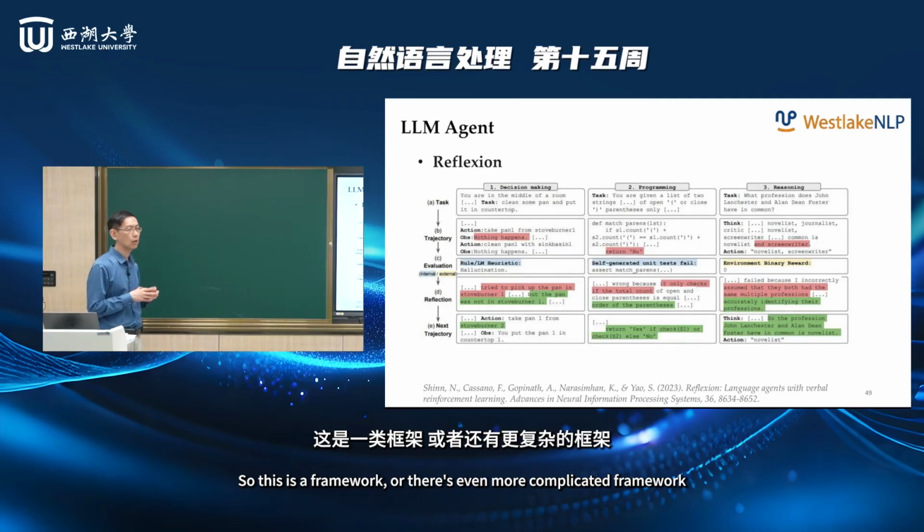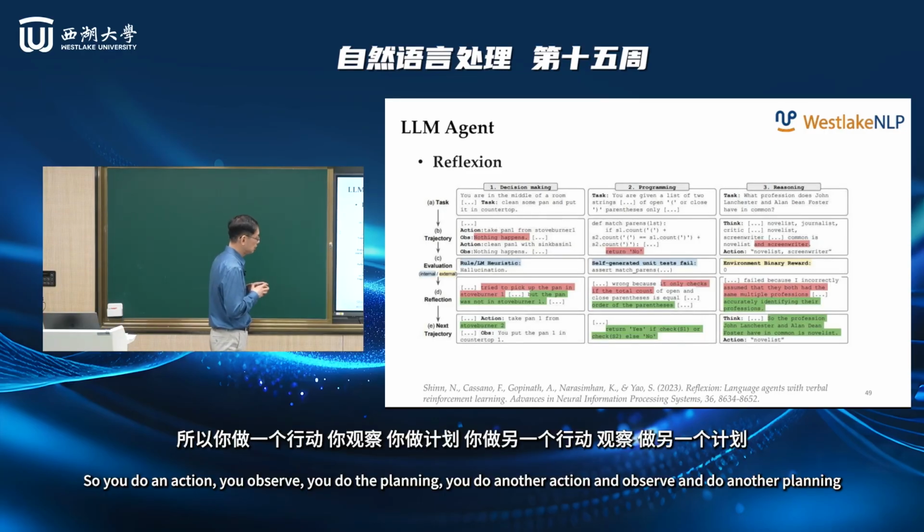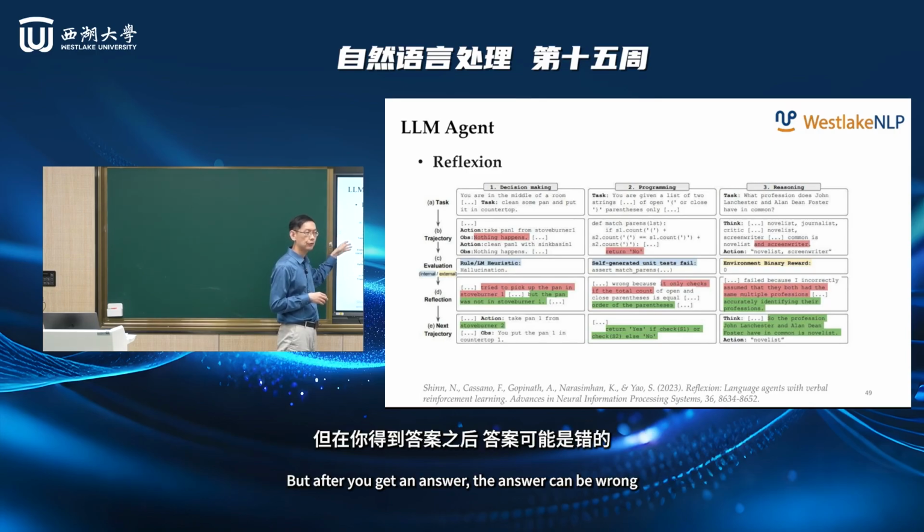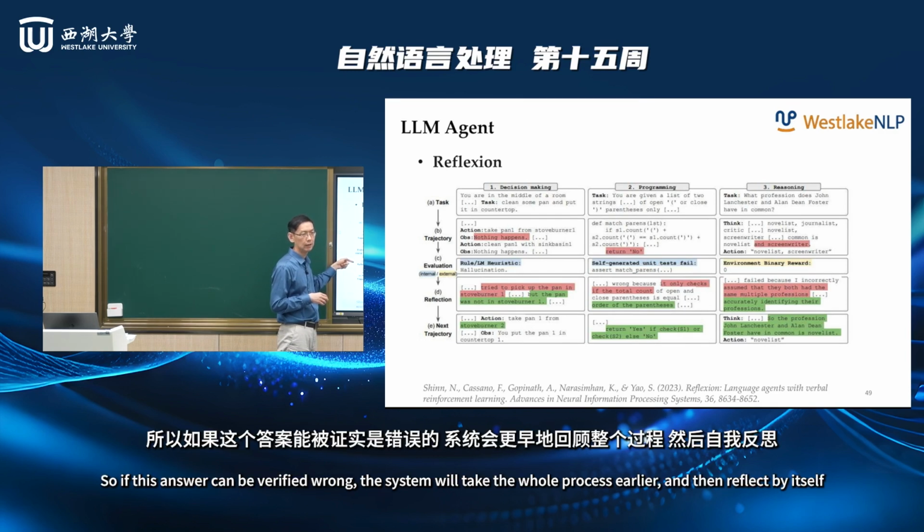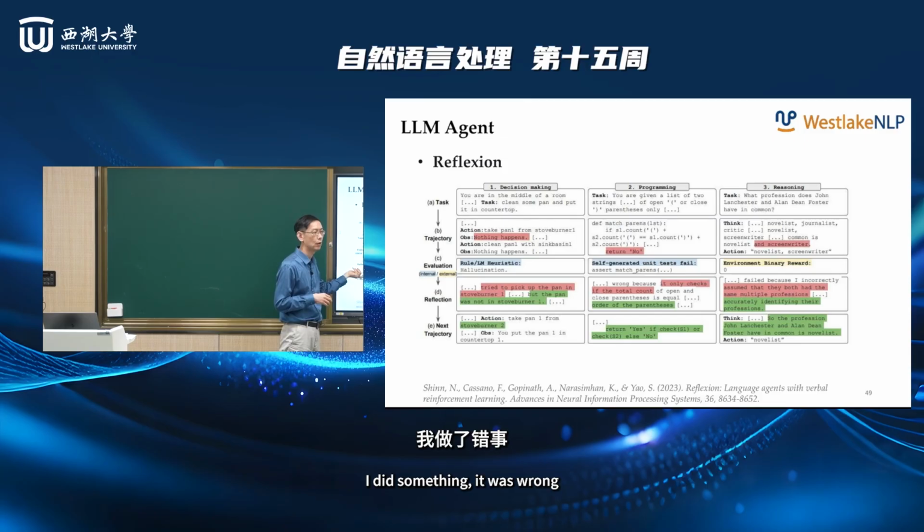Or there's an even more complicated framework. So you do an action, you observe, you do the planning, you do another action, observe, and do another planning. But after you get an answer, the answer can be wrong, okay? So if this answer can be verified wrong, the system will take the whole process earlier, and then reflect by itself.